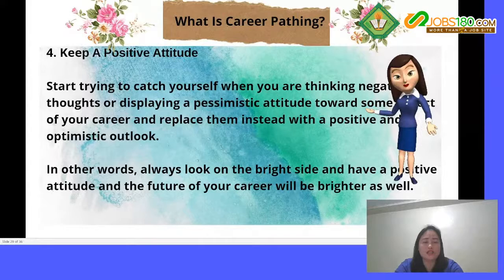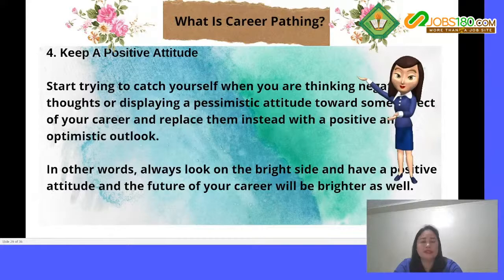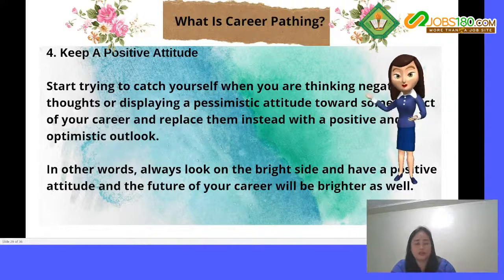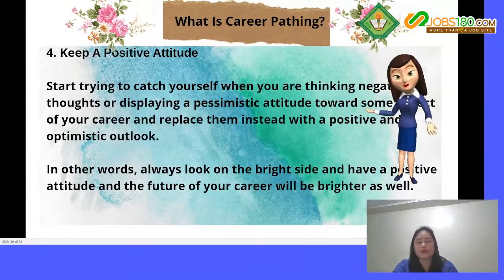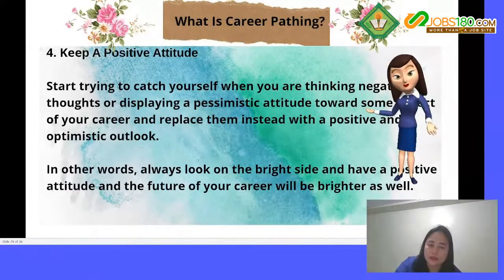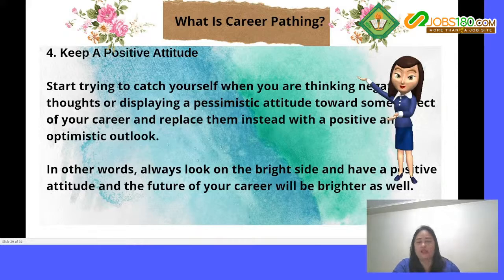Start trying to catch yourself when you are thinking negative thoughts or displaying a pessimistic attitude towards some aspect of your career, and replace them instead with a positive and optimistic outlook. Yun. In other words, always look on the bright side and have a positive attitude, and the future of your career will be brighter as well. Be positive always to get a better future of your career. Okay?